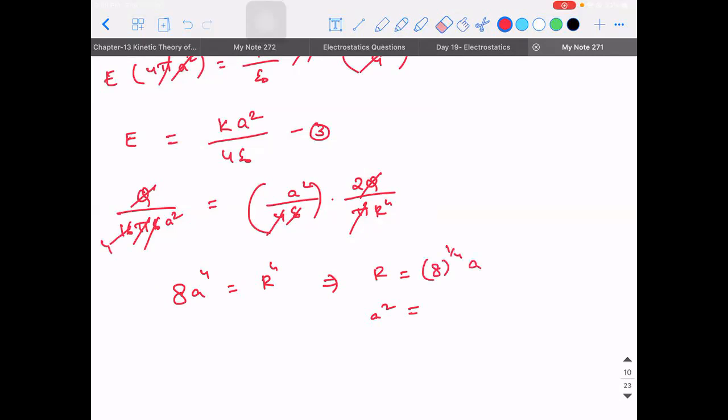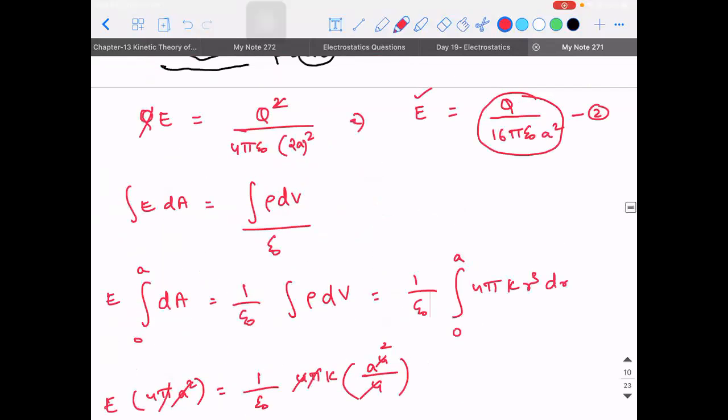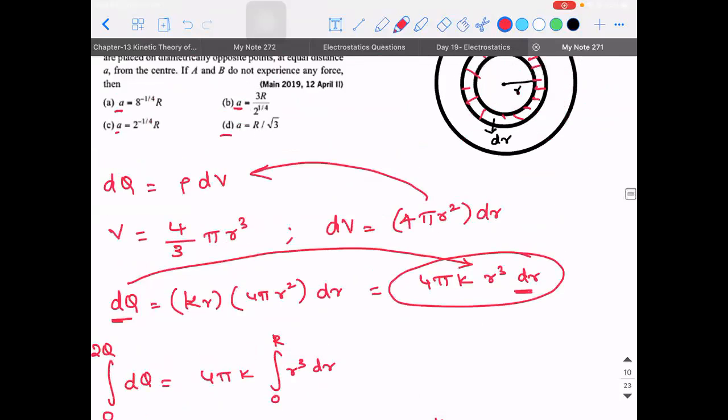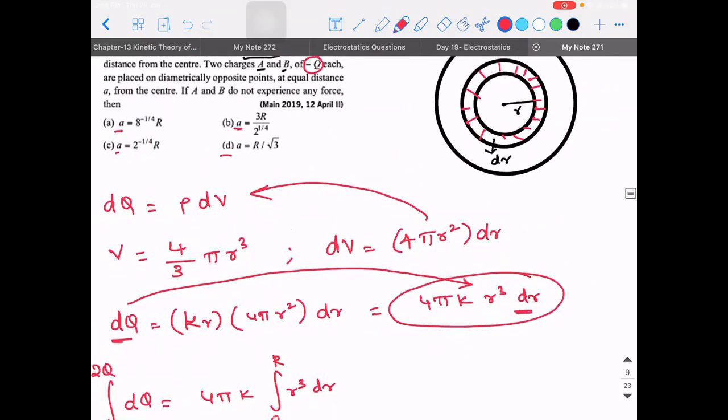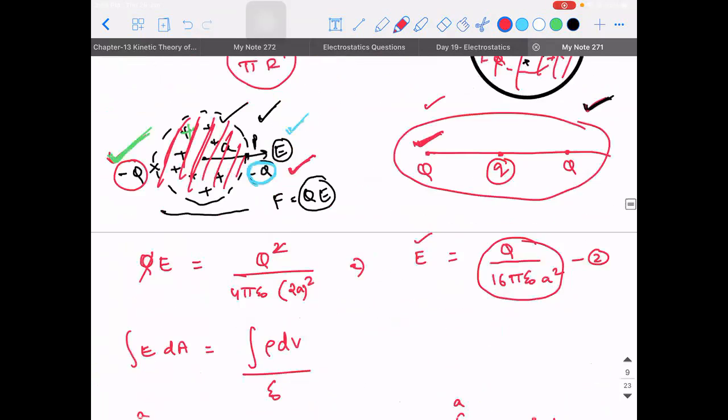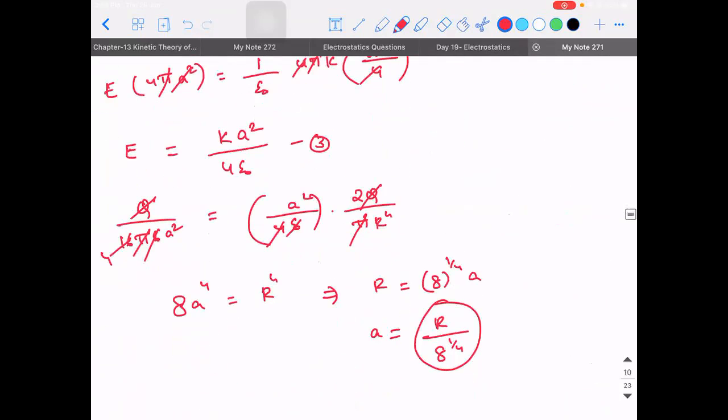So a will be how much? R divided by 8 power 1 by 4. Is there an option like this? A, sir. Okay. It's a very good problem, right? Many concepts got covered. I hope you guys could understand.